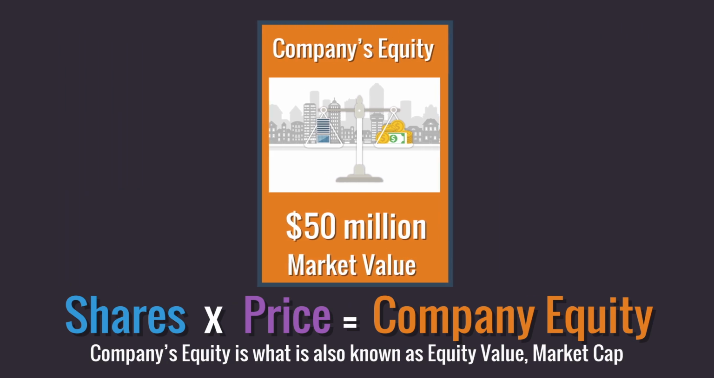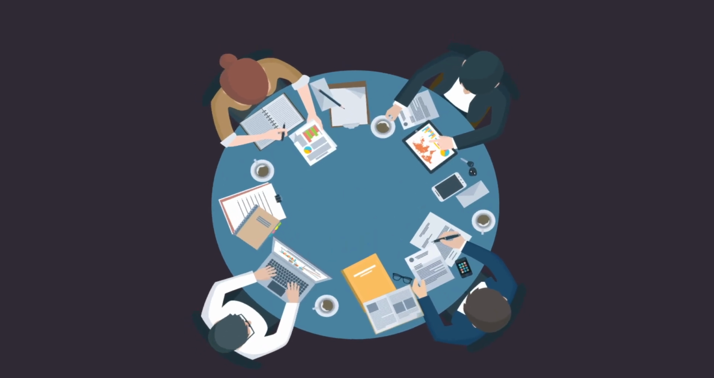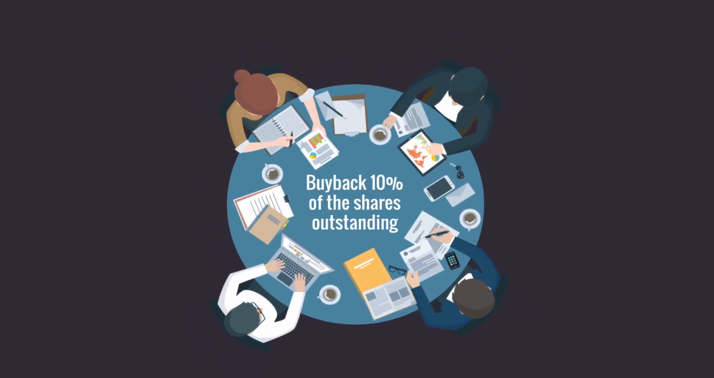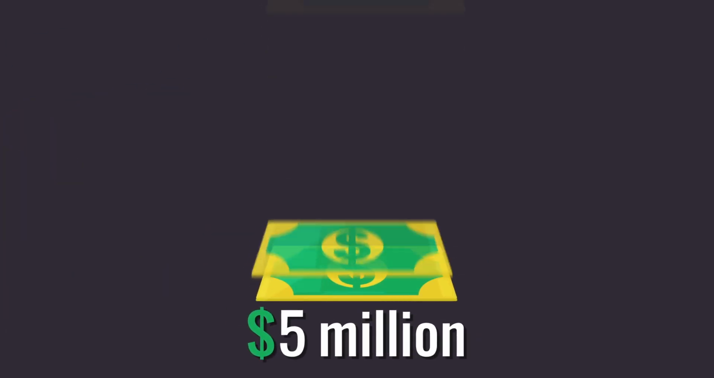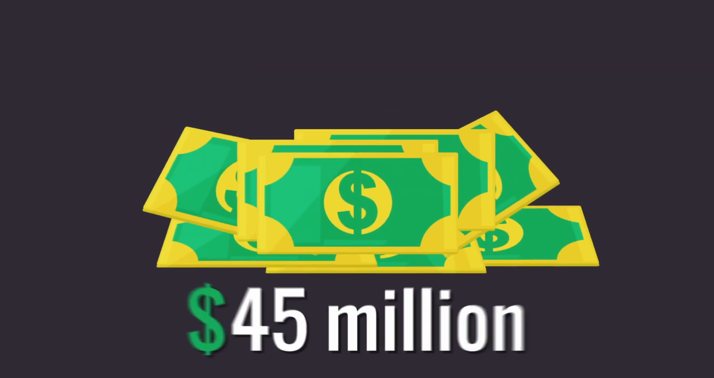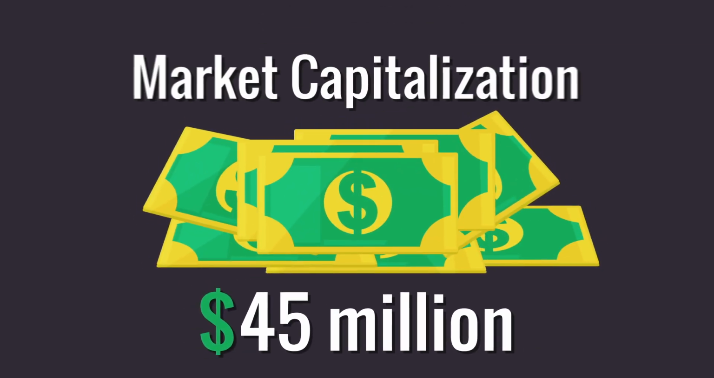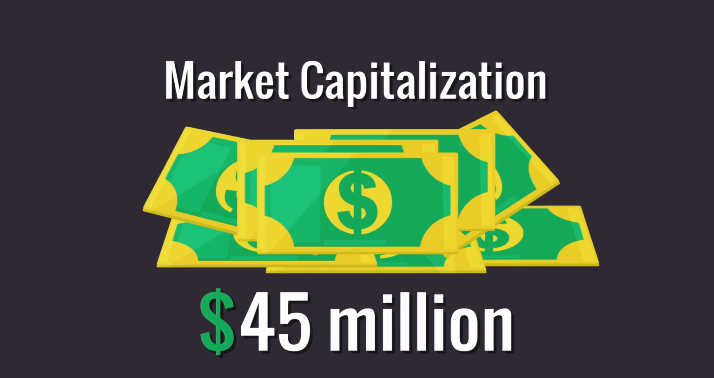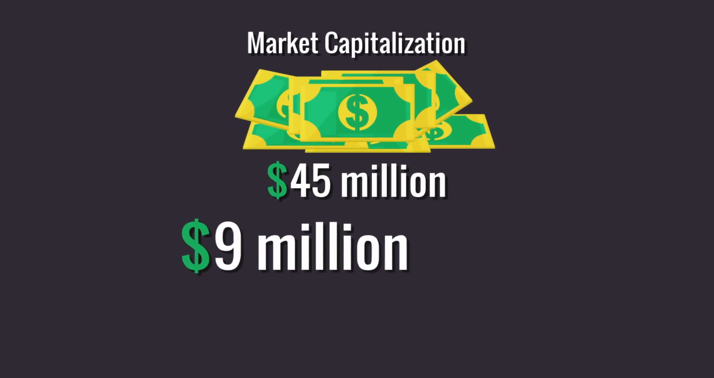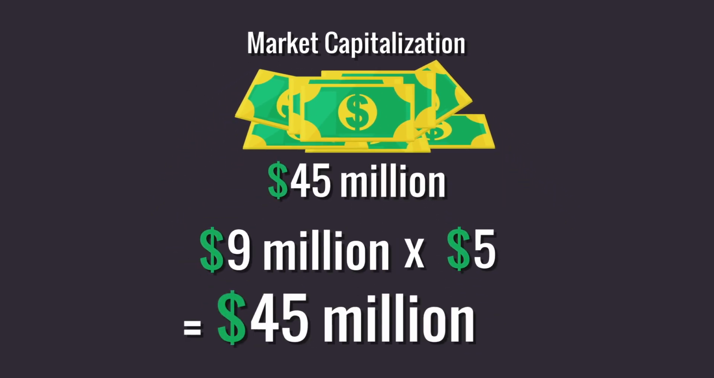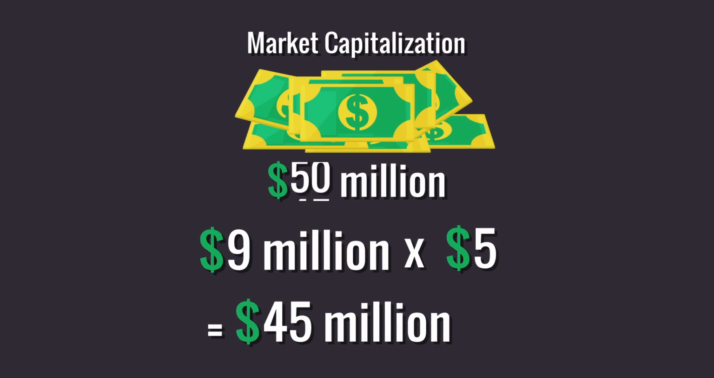The company's equity obligations can be erased with buybacks and debt. Now, the company's board of directors decide to buy back 10% of the shares outstanding, or 1 million shares for $5 each. Since the company has spent $5 million in cash, the remaining equity is worth $45 million. The new market capitalization of $45 million is calculated by multiplying the new number of shares outstanding, 9 million, times the price of $5. We can see the market cap has declined from $50 million to $45 million.